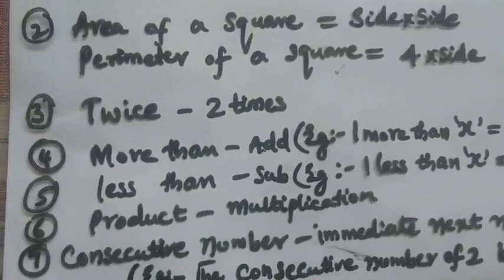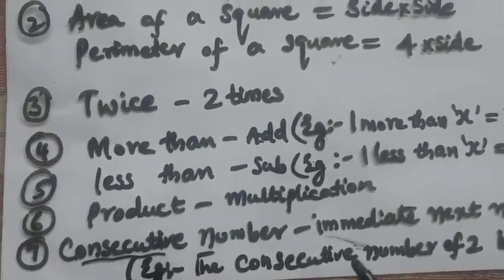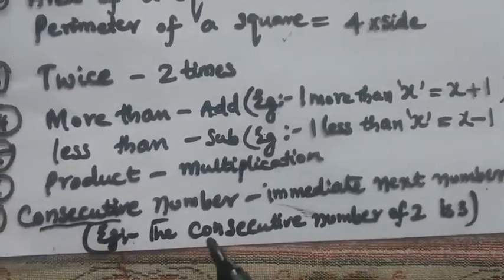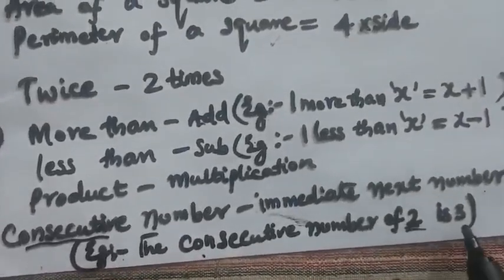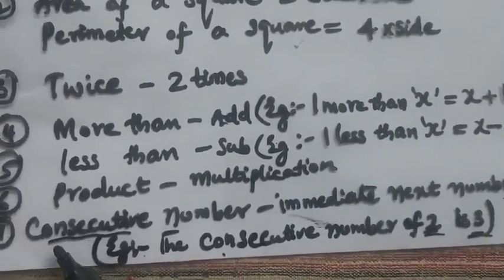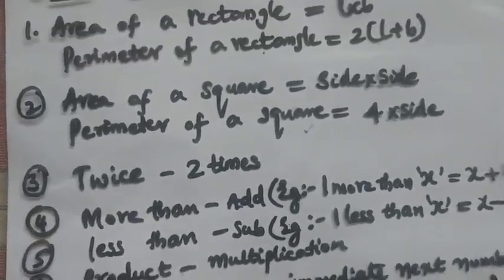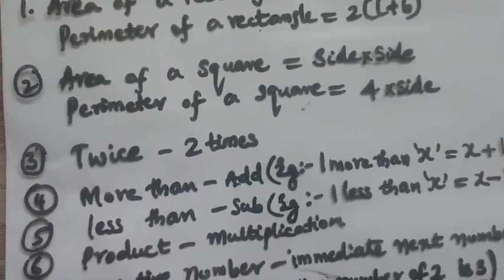Whenever the question is asking for the immediate next number, the terminology used is consecutive. I have written here immediate next number, and I have given one example: the consecutive number of 2 is 3. So for the immediate next number, they will use the word consecutive. Okay, so based on this basic knowledge, let's start our first word problem of exercise 4.1, question number 2.